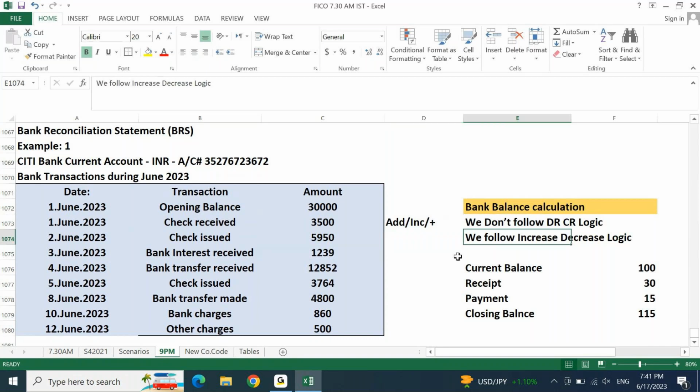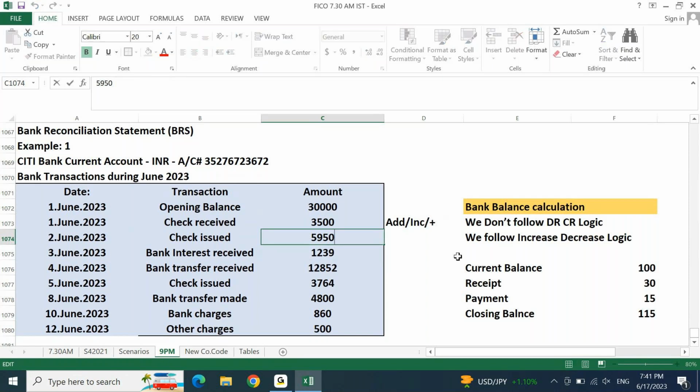Second one is your check issued. When you issue a check, what will happen to your bank balance? Will your bank balance increase or decrease when you issue a check? Decrease. Your bank balance will decrease. When your bank balance is decreasing, do we need to add it or deduct it? Deduct it. To deduct or to less, you need to put a minus symbol here. Correct? Number should have a minus symbol. Now here I'll put less or decrease or minus.